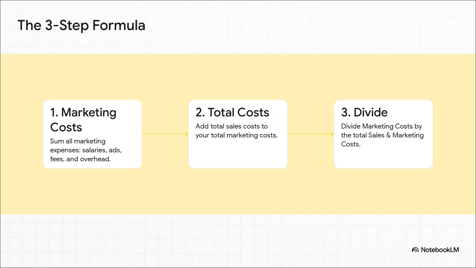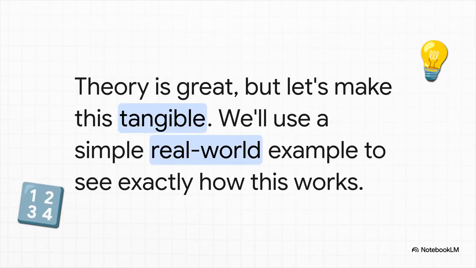Seriously, it's just 3 little steps. First, you add up everything you spend on marketing. We're talking salaries, ads, tools, agency fees, the whole shebang. Second, you figure out your total sales costs and add that to your marketing total. And third, you just divide that marketing number by the big combined total. That's it.